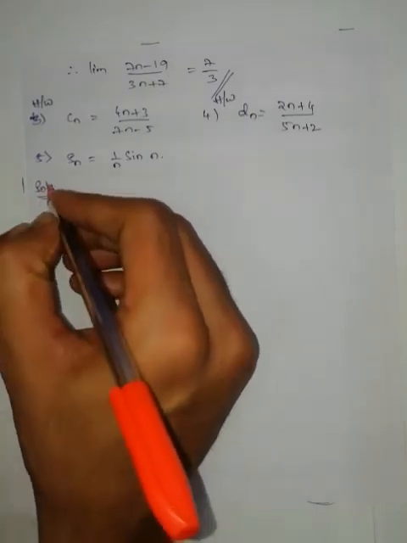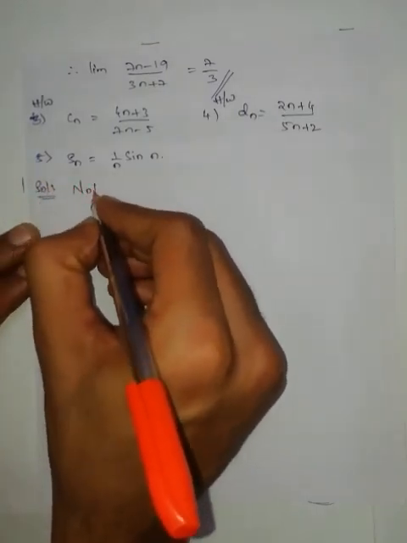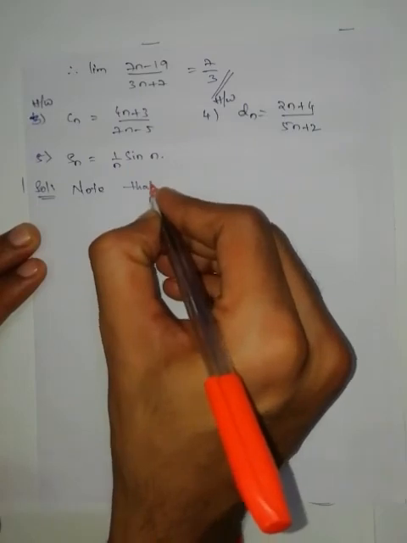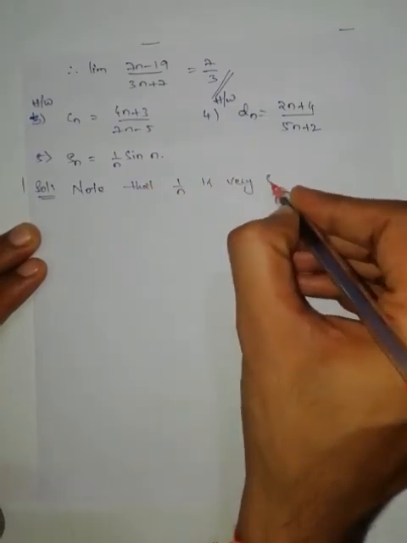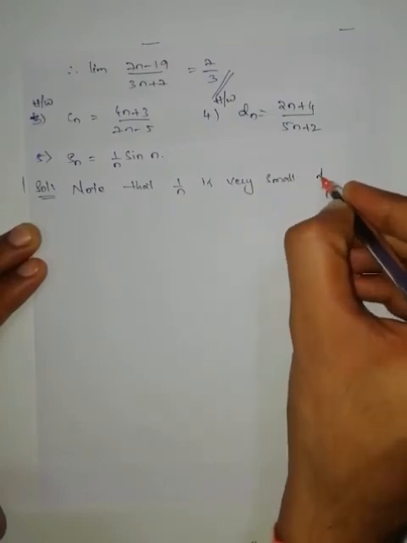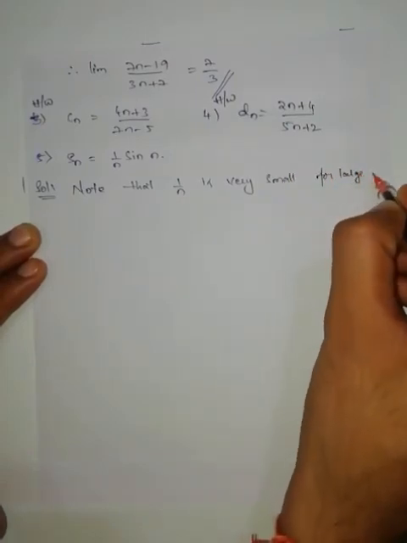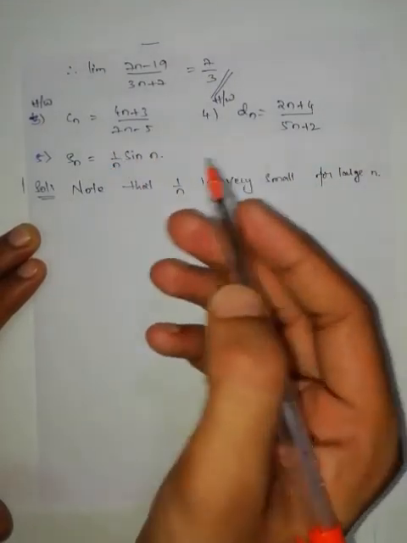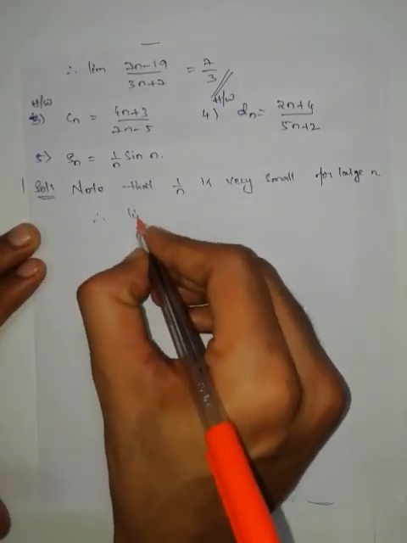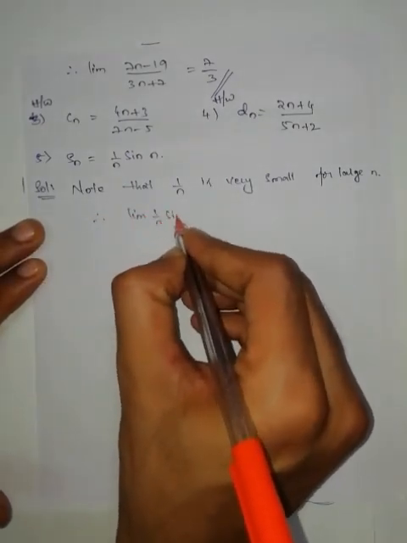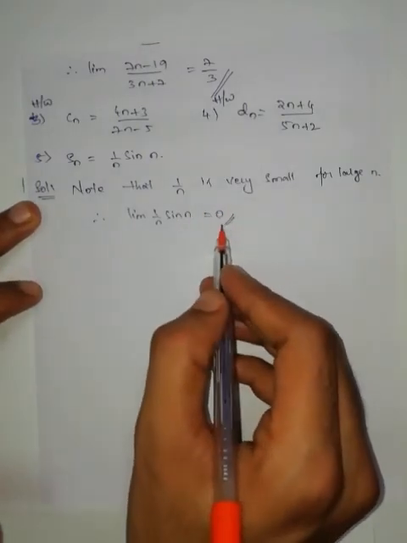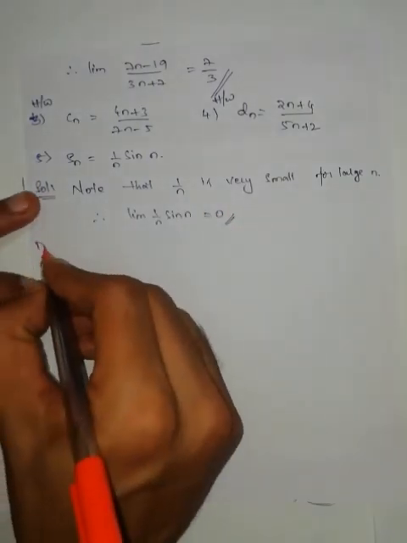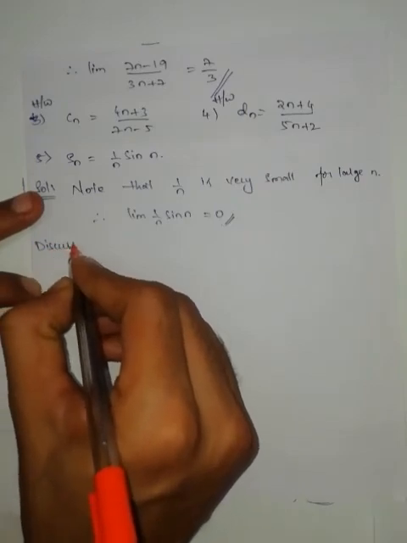Solution. Note that 1 by n is very small for large n. So directly this one becomes 0. Now whatever we are claiming here, this one I am going to prove. Before proving, let us discuss.